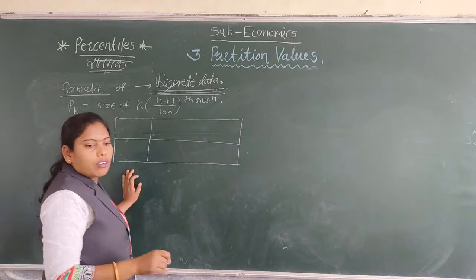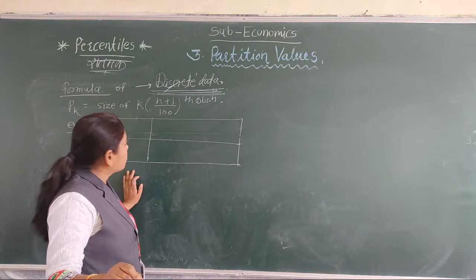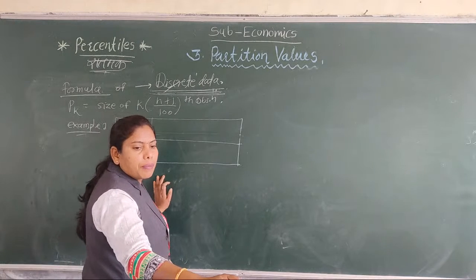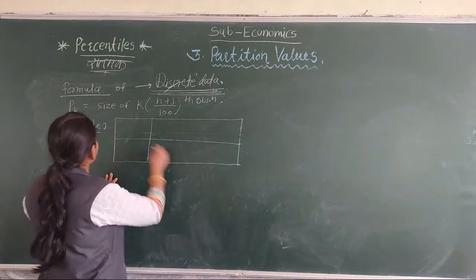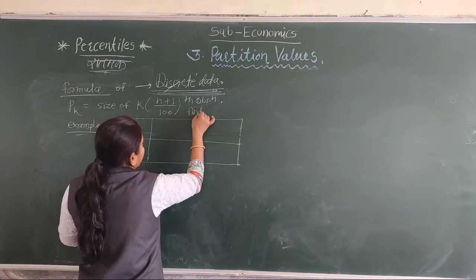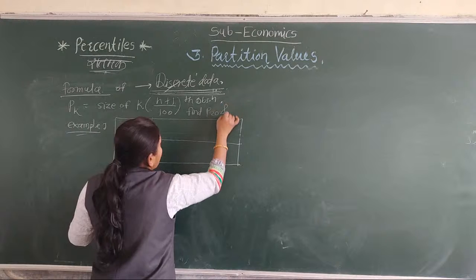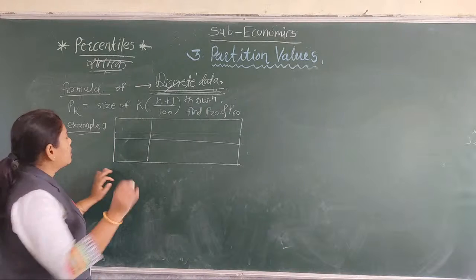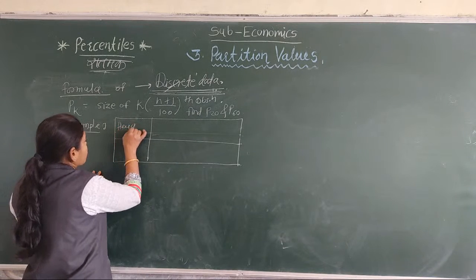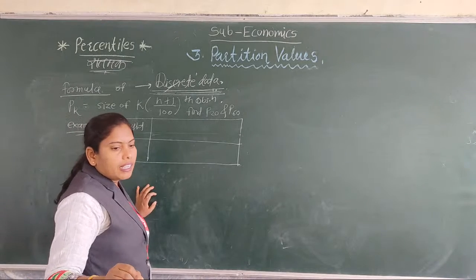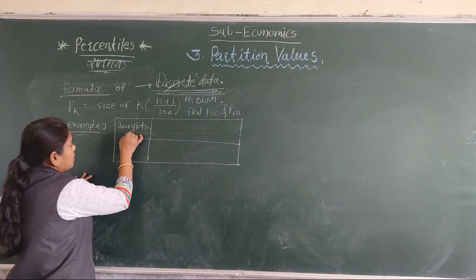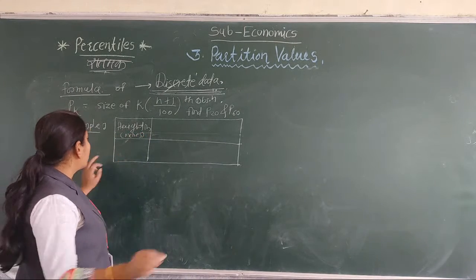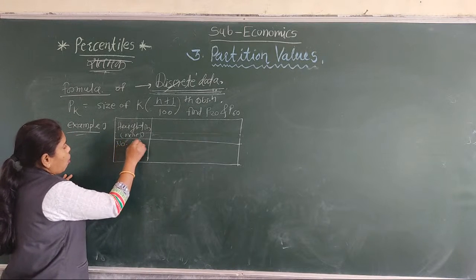In the first column, find out P80, P20 and P60. Find out P20 and P60 from the following data. From the following data, here write down the height of student in centimeter, in inch, and in the first column, in the second column, number of persons.